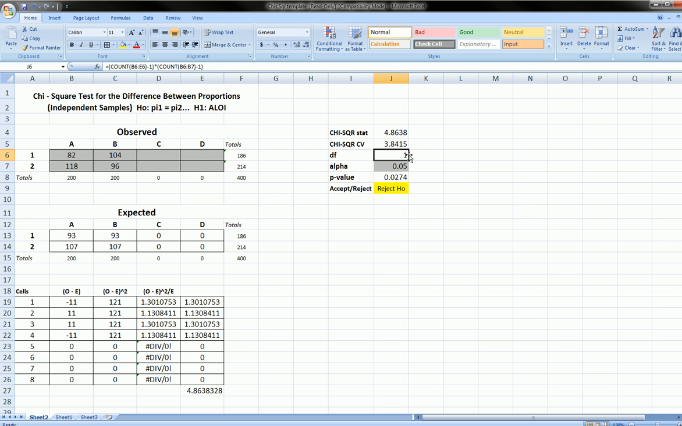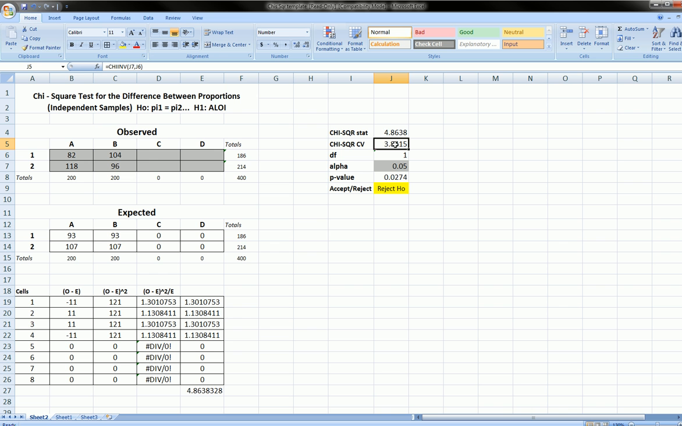By the way, to get the degrees of freedom, you take the number of rows minus 1 and the number of columns minus 1, and you multiply those two numbers. So since we had 2 columns, 2 minus 1 is 1, and we had 2 rows, 2 minus 1 is 1, so it becomes 1 times 1. And that's what I've done here. I've counted the number of rows minus 1, and I've multiplied that by the count of the number of columns minus 1. Okay?